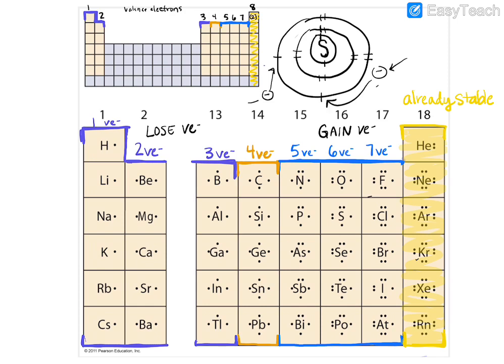Once it chemically bonds with another atom and receives the additional 2 electrons it needs, we're going to add those to the valence shell, and you can see now it has the full shell that it needs to be stable.